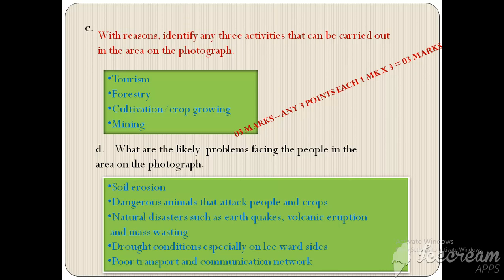We have soil erosion due to heavy rainfall and steep slopes, dangerous animals from those forests, natural disasters like earthquakes, volcanic eruption, and mass wasting. We have drought condition, especially on the leeward side, poor transport and communication network. Those are among the problems facing people in the highland areas.